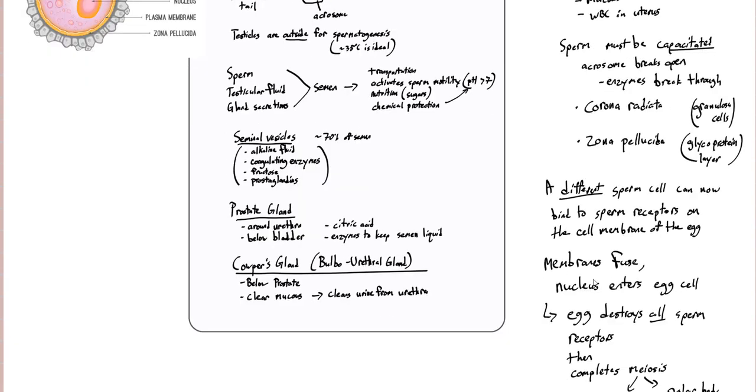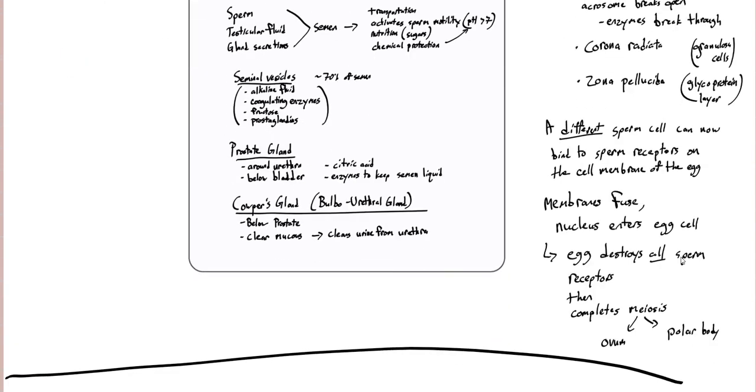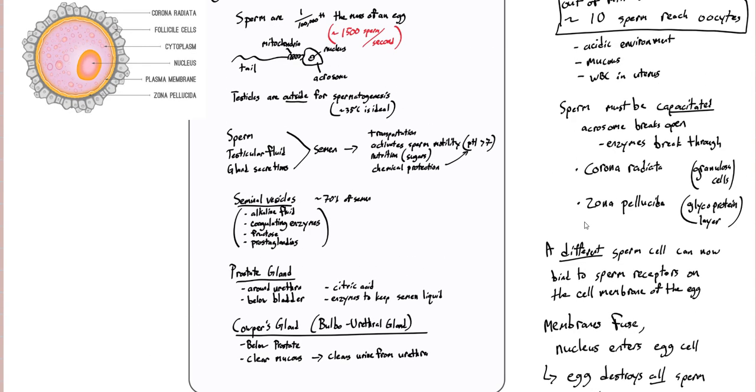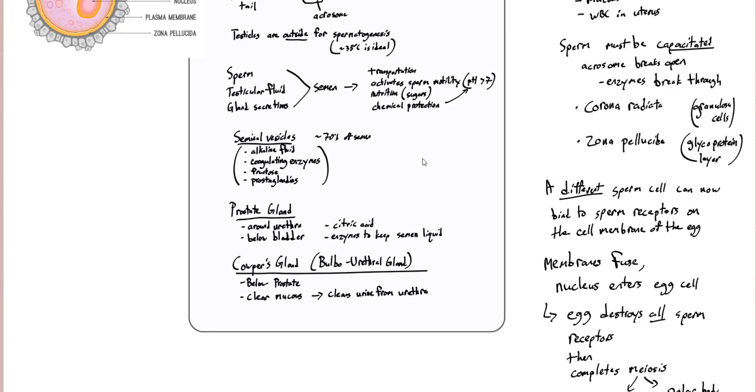Once some number, maybe 1 or 2 or 5 or 10 of those sperm work on breaking through the outer protective layer, a different sperm cell comes through and can bind to the receptors on the cell membrane of the egg. So once we finally get to the cell membrane here, that will let the sperm cell break open and deposit all of its genetic material, half of those chromosomes from the male, into the egg where they can then fuse to form a zygote.